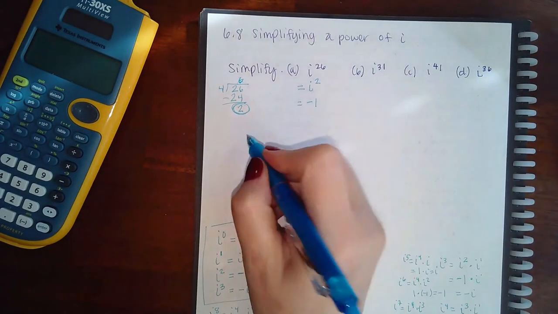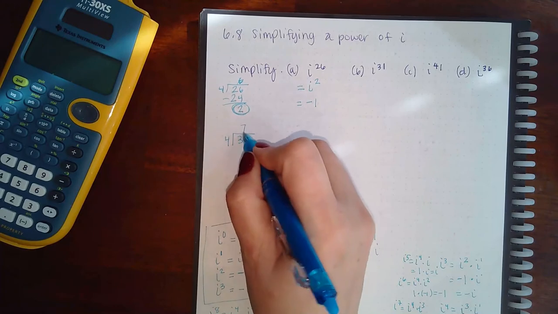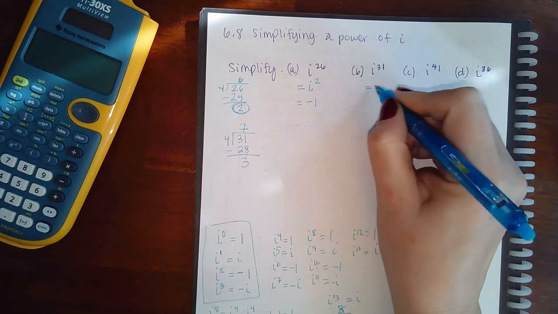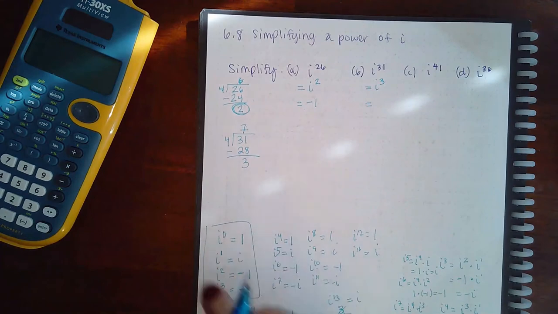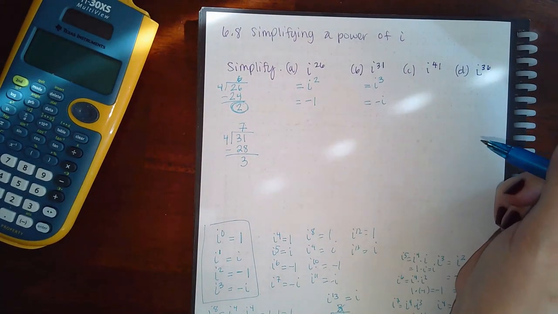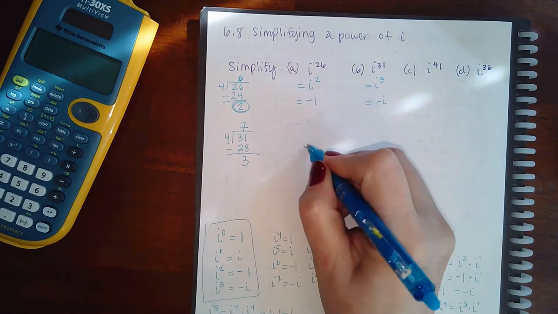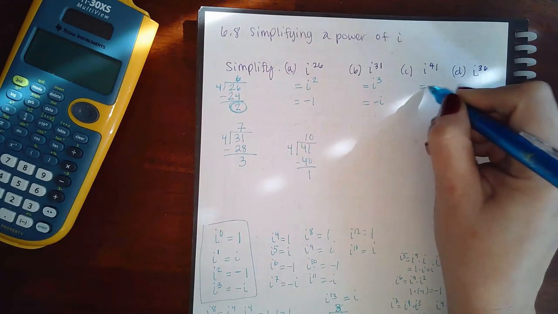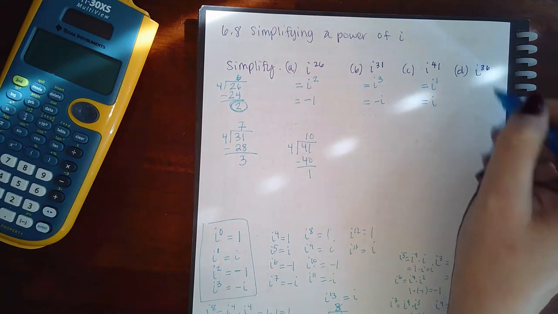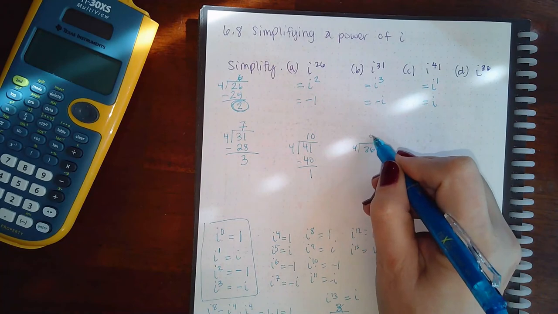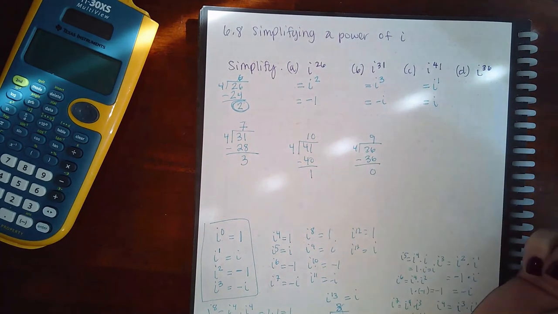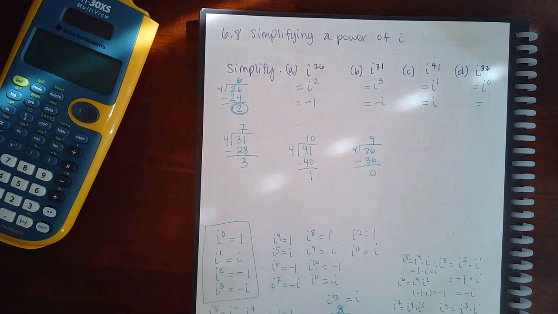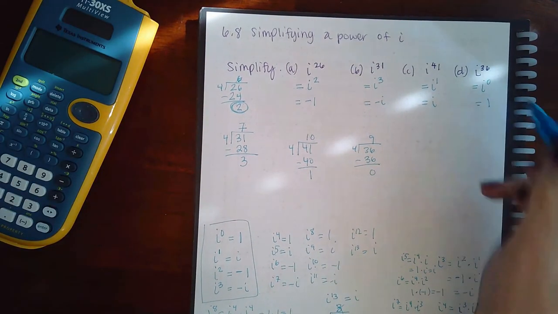So same thing with this one. I'm going to take 31 and divide it by 4. I get 7. 7 times 4 is 28. When I subtract, I get 3. So this will become i to the 3rd power. And according to this chart here, that will equal negative i. Similarly here, I'm going to take 41 and divide it by 4. I get 10. That gives me 40, but I have 1 left over. So this becomes i to the 1, which is just i. Here, if I take 4 into 36, that goes in 9 times, which gives me 36. So I get 0. So i to the 36 equals i to the 0. And whether you're looking at the chart or you're using the concept that anything raised to the 0 power is still going to get 1.